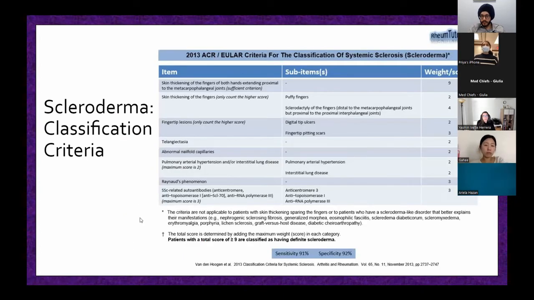So this is the 2013 American College of Rheumatology and the European criteria, the classification of systemic sclerosis. This is sort of like a classification scheme you can use if you're concerned that somebody has scleroderma. It's based on a point system. 9 points classify somebody as likely having scleroderma. The sensitivity of this tool is 91%, and the specificity is 92%. Now, the 9 points you can get right away if you have the skin thickening of the fingers of both hands extending to the MCP joints.